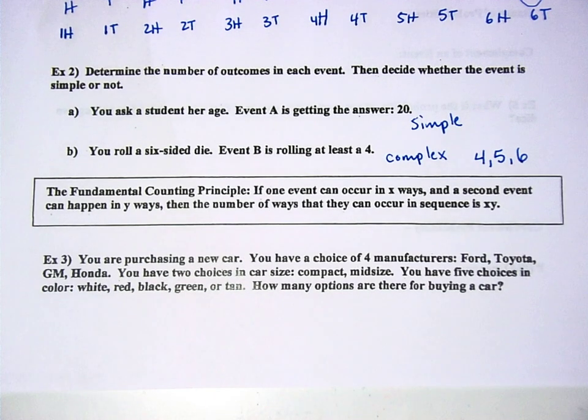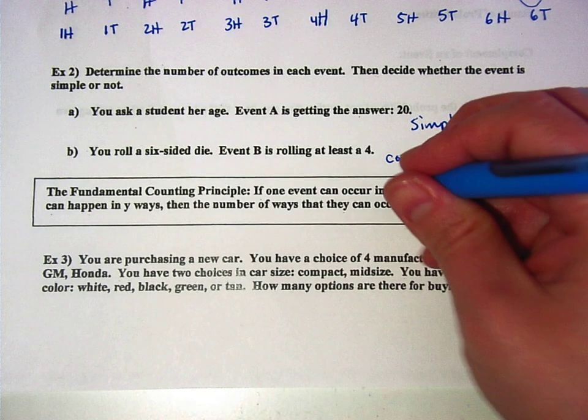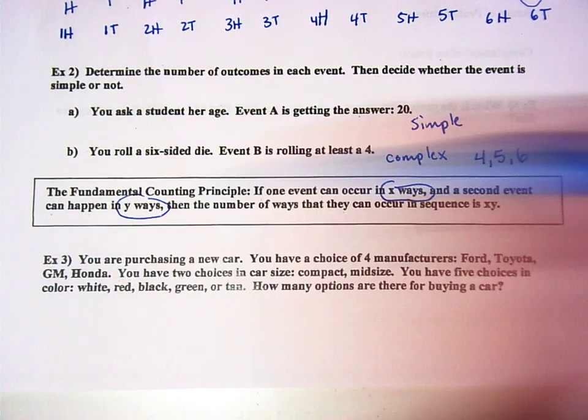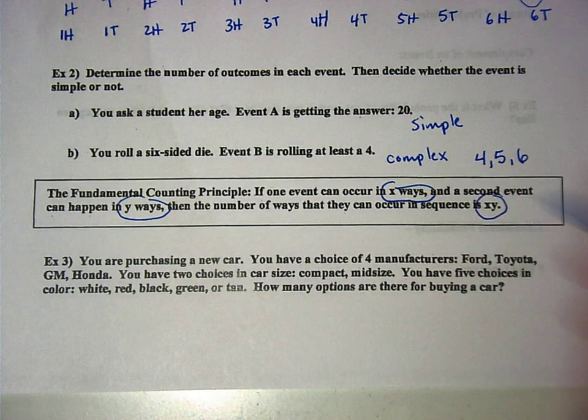The fundamental counting principle. If one event can occur in X ways and a second event can occur in Y ways, then the number of ways they can occur in sequence is X times Y.